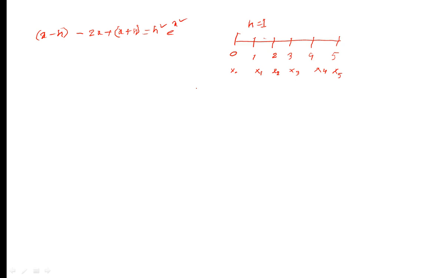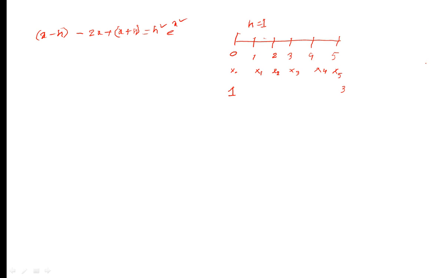We have to say, for example, we are given some boundary conditions. We know the value at this point, say x naught, is 1, and x5 should be, for example, 3. So we are given the boundary conditions at point 0 and at point 5, which are 1 and 3 respectively. So let's transform this equation for every grid, every nodal point.